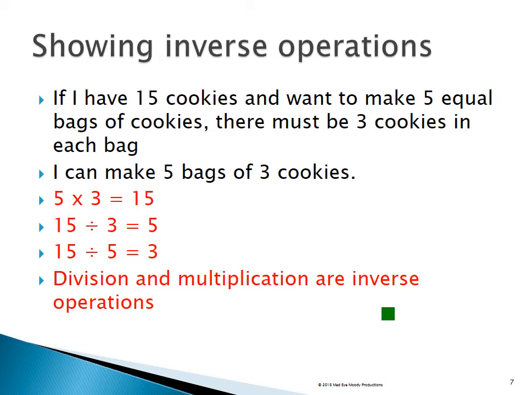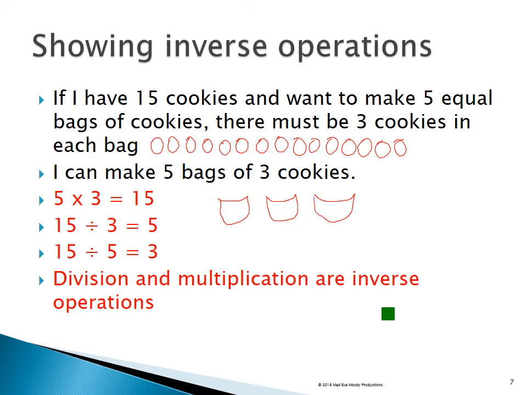So here I have 15 cookies and I want 5 equal bags. So 1, 2, 3, 4, 5, 6, 7, 8, 9, 10, 11, 12, 13, 14, 15. But I want 5 bags. So 1, 2, 3, 4, 5. So I've got 5 bags, so 1 in each bag. And then another 5.